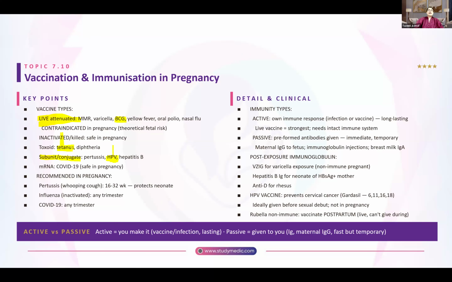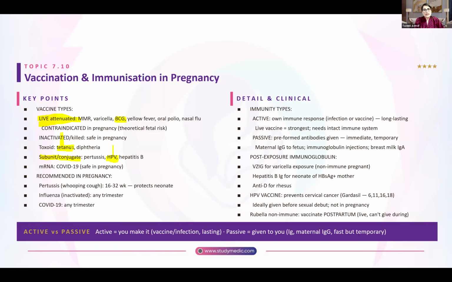Then the vaccines recommended in pregnancy: the pertussis whooping cough vaccine you can give at 16 to 32 weeks, which will protect the neonate. The influenza inactivated vaccine can be given at any time. Then there is COVID-19. The COVID vaccine is safe in pregnancy. A lot was asked about whether it is safe or not, but it is a safe vaccine, which we should understand.